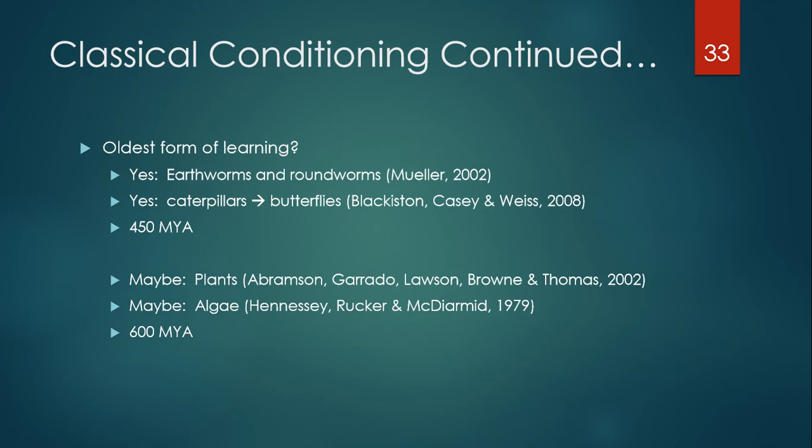And you have to go all the way back to 600 million years ago before we shared a common evolutionary ancestor with plants. So we have some pretty good evidence that classical conditioning was on the planet 450 million years ago, but going back to 600 million years ago, I don't know. Jury's still out yet.